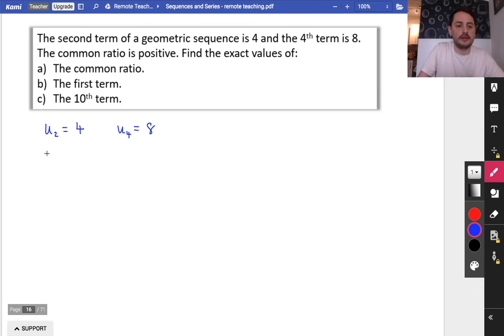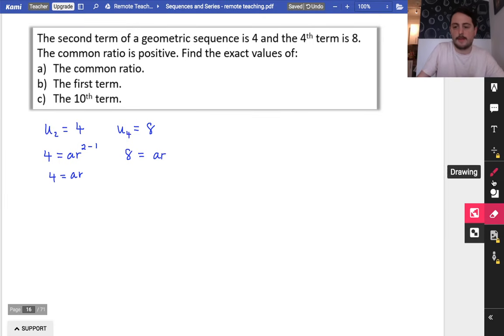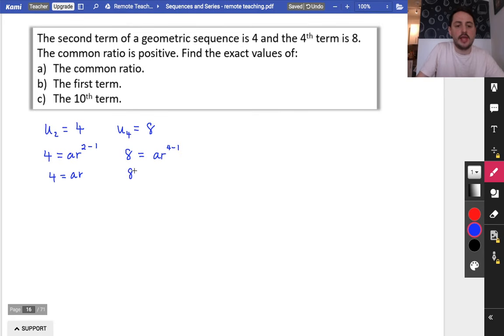Well, I know that the second term will be ar to the n, which is 2, minus 1. So in other words, 4 equals ar to the power of 1. Now here we can say that 8, which is the fourth one, is going to be ar to the n minus 1. So we get that 8 is equal to ar cubed.